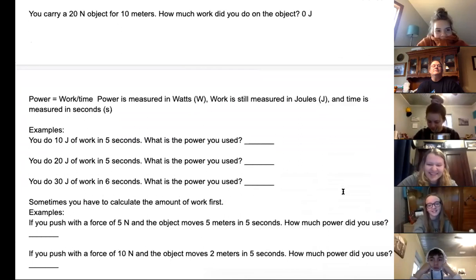Okay, power. Fill in those blanks, please. Power is work divided by time.